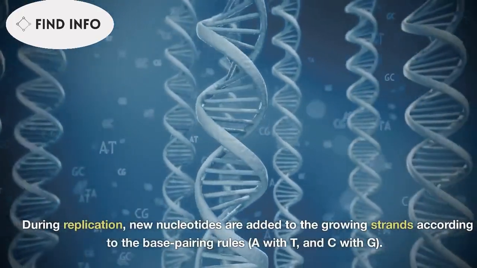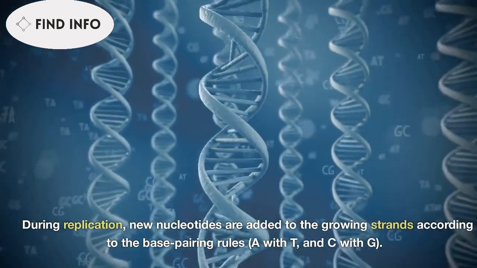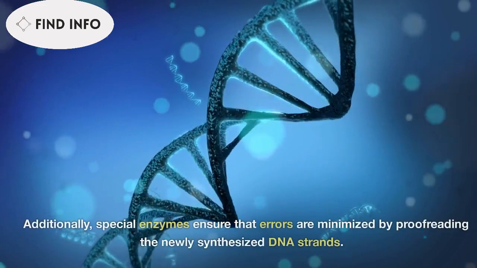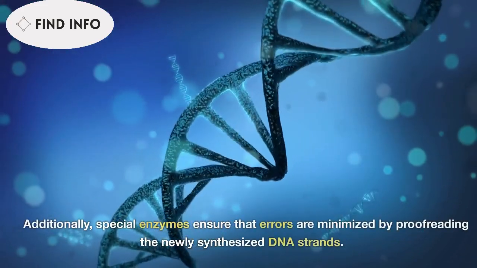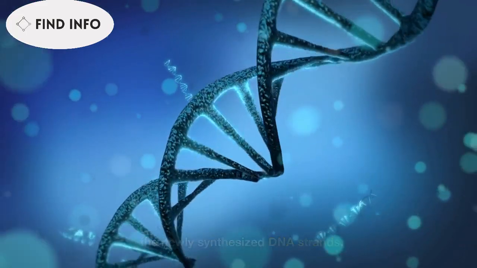Base pairing and proofreading. During replication, new nucleotides are added to the growing strands according to the base pairing rules, A with T and C with G. Additionally, special enzymes ensure that errors are minimized by proofreading the newly synthesized DNA strands.